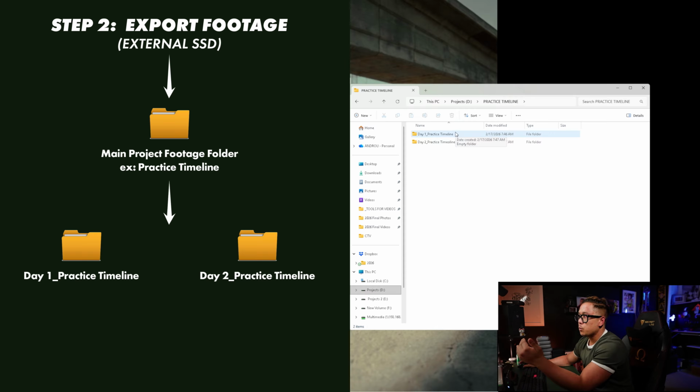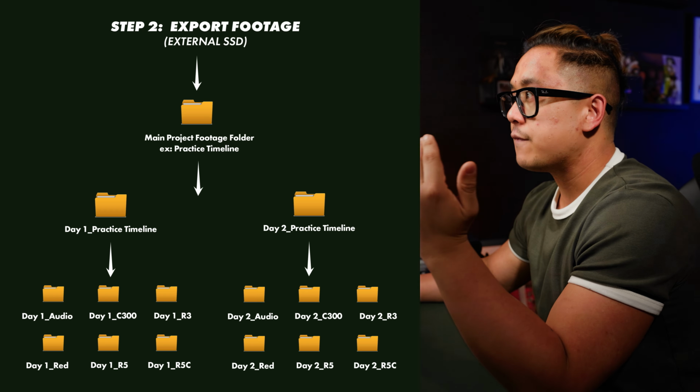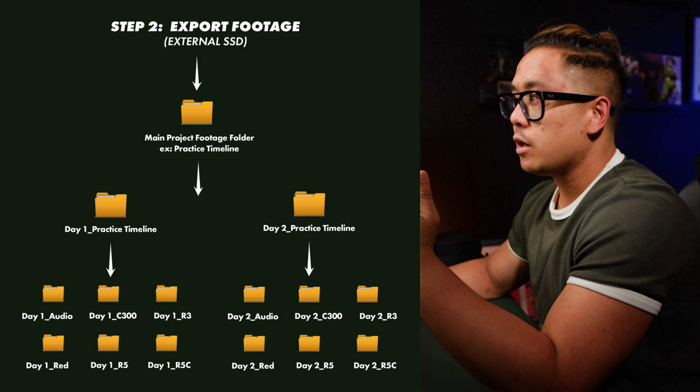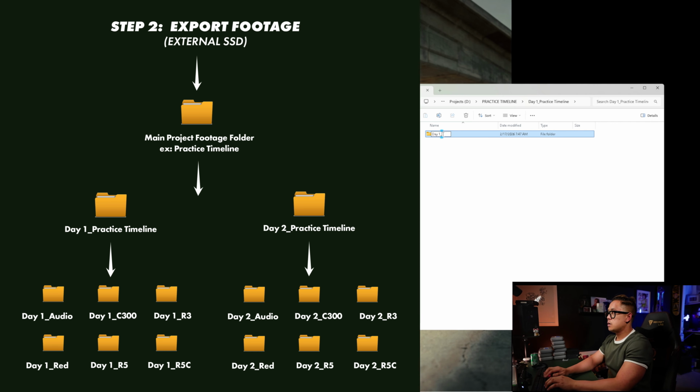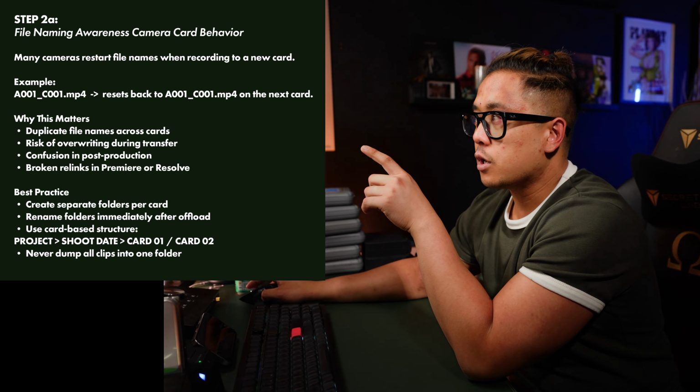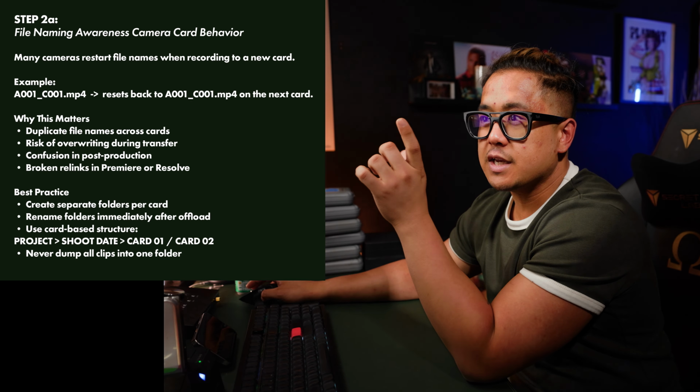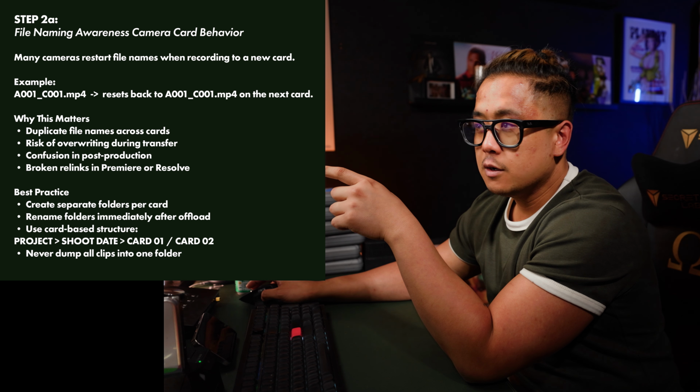So we wrap with day 1, right? We're done shooting. Now we need to export all the footage. I go into that folder and then I just start naming all the cameras that were used that day. Day 1, we're gonna have audio. Day 1, C300. But you do want to make sure that your cameras are going to be doing continuous naming.